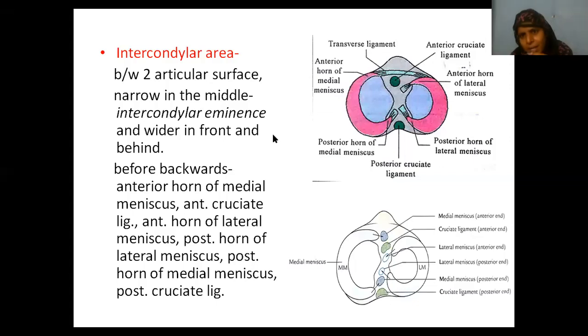Now see here, what is this meniscus, fibrocartilage? Medial meniscus. What is this on the lateral condyle, beta? Lateral meniscus. Bridging the anterior horns of the two menisci, are you finding a ligament? Yes, transverse ligament.